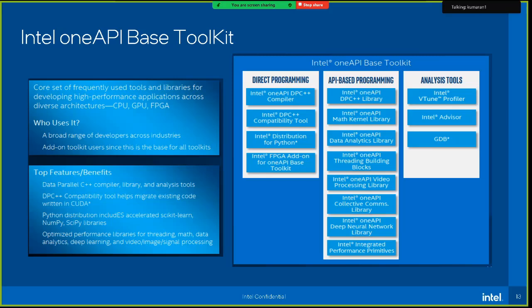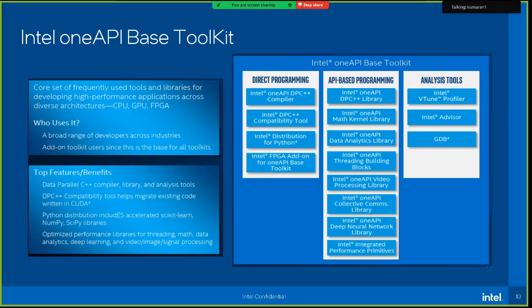Similarly, you have the Intel oneAPI Data Analytics Library and the Intel oneAPI Threading Building Blocks. This is another very interesting one. You may write a single threaded application, right? You write DPC++ code as a single threaded application. But then internally, Intel oneAPI Threading Building Blocks will figure out the parallelism in your code, spawn multiple threads, and run your code in parallel.